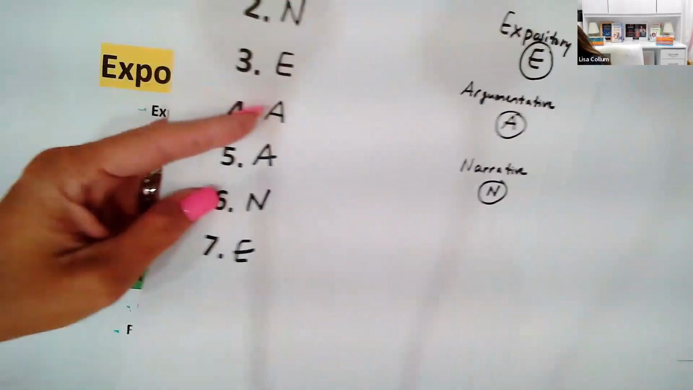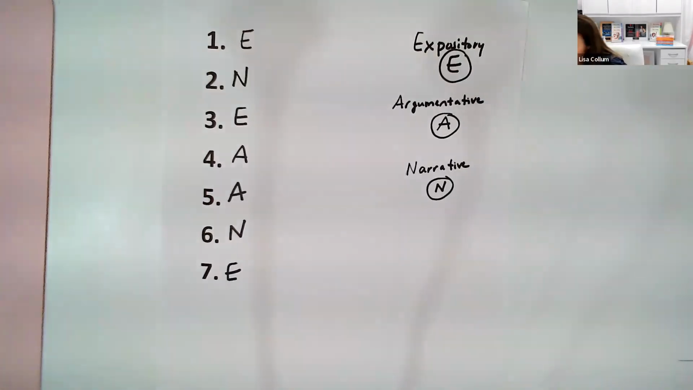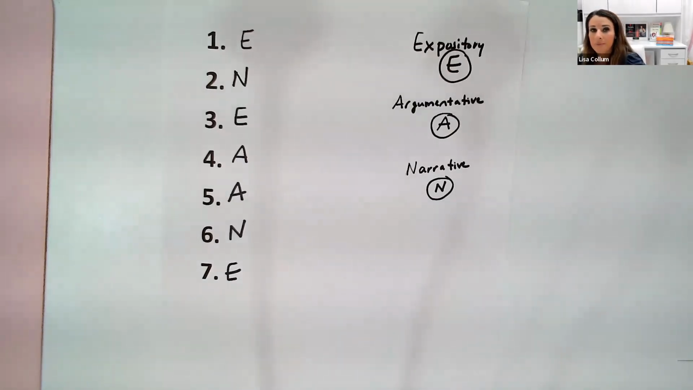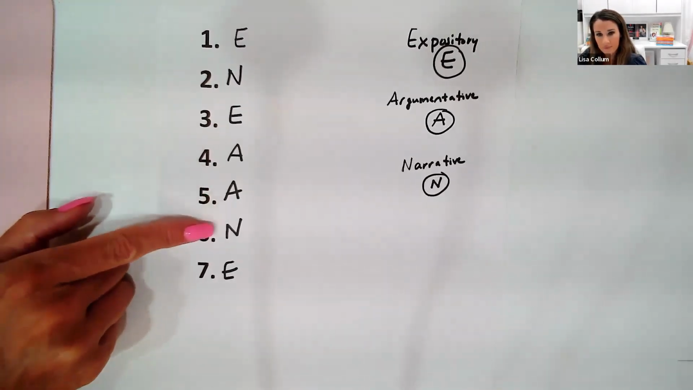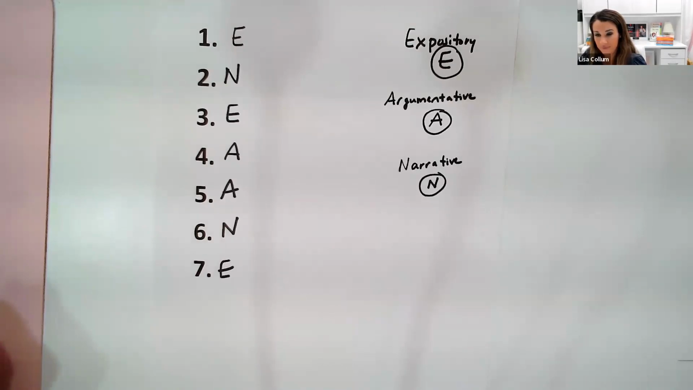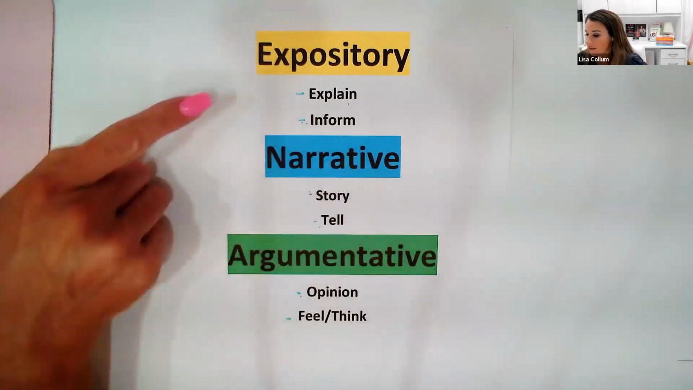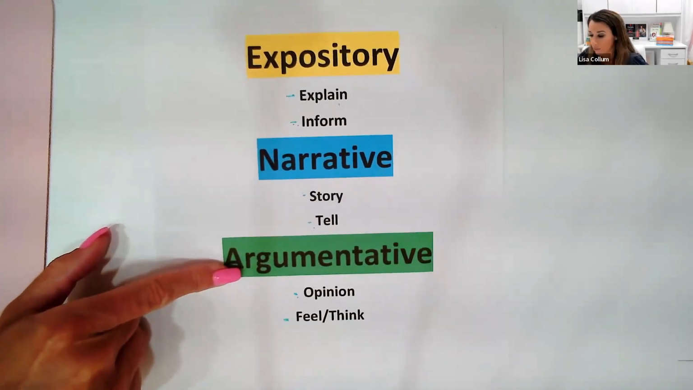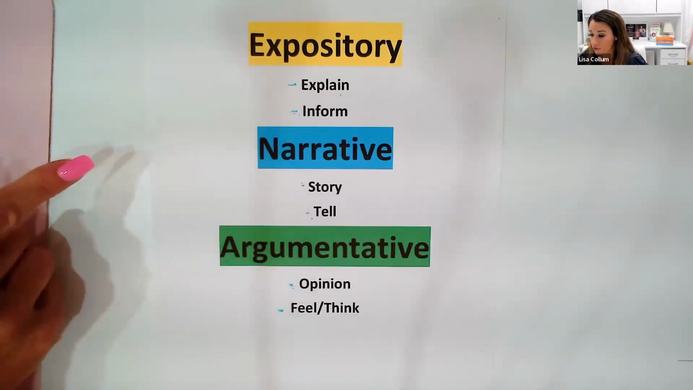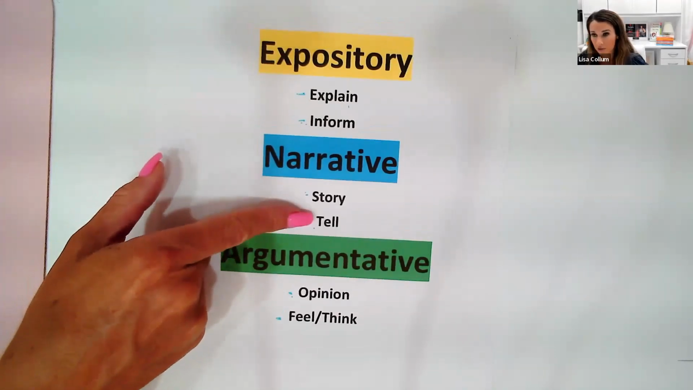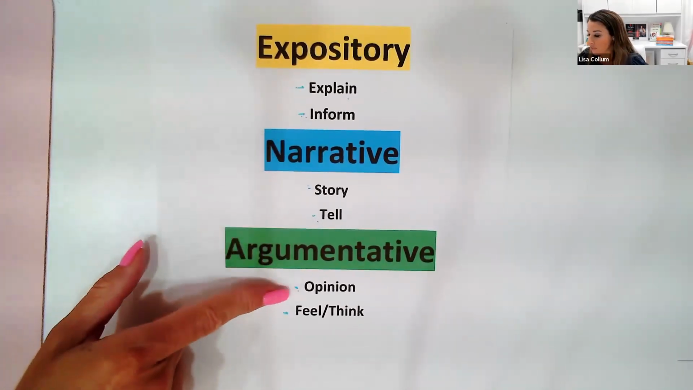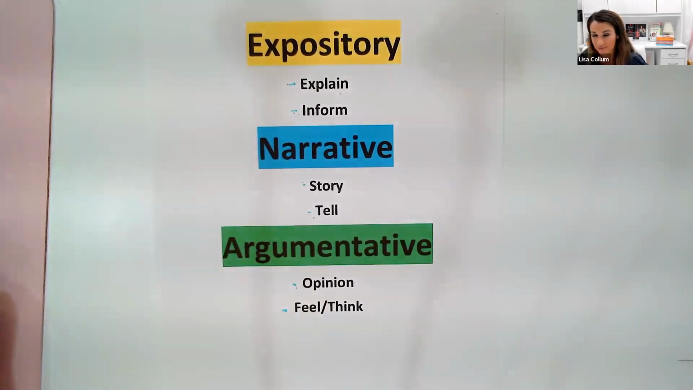So to check all your answers, I'll leave that up for a second. All right, so as a quick review for today, we went over 3 types of writing: expository, narrative, and argumentative. We went over the key words for each type. So if you see explain or inform in the prompt, it's an expository. If you see the words story or tell in the prompt, it's narrative. And if you see the words opinion, feel, or think, it's argumentative.